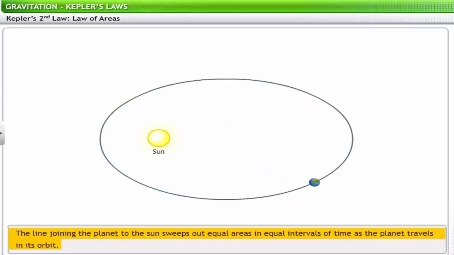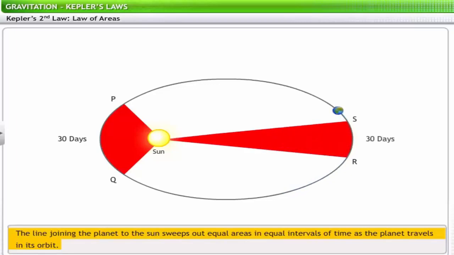Suppose the Earth takes 1 month, that is 30 days, to travel from point P to Q on its orbit. Imaginary lines drawn from the Sun to points P and Q, together with the Earth's orbit, enclose a roughly triangular area. This area is equal to the area covered for any 30-day duration during the year, regardless of the Earth's position in its orbit. Thus, as shown, area A1 equals area A2.